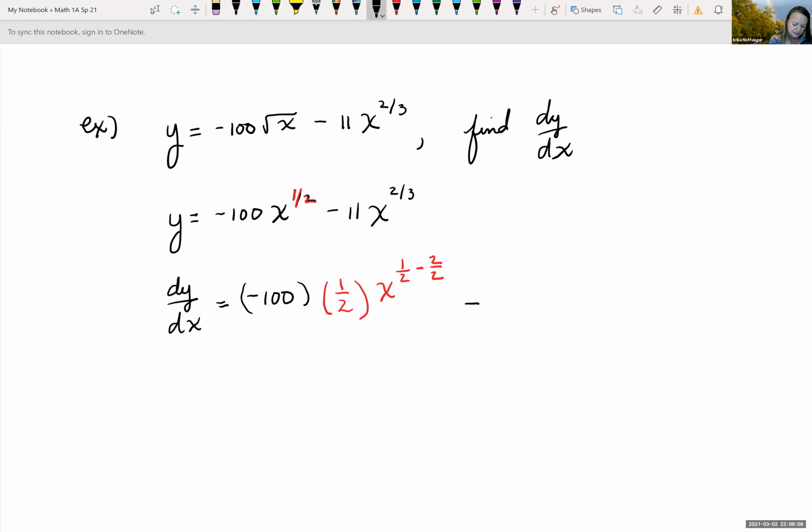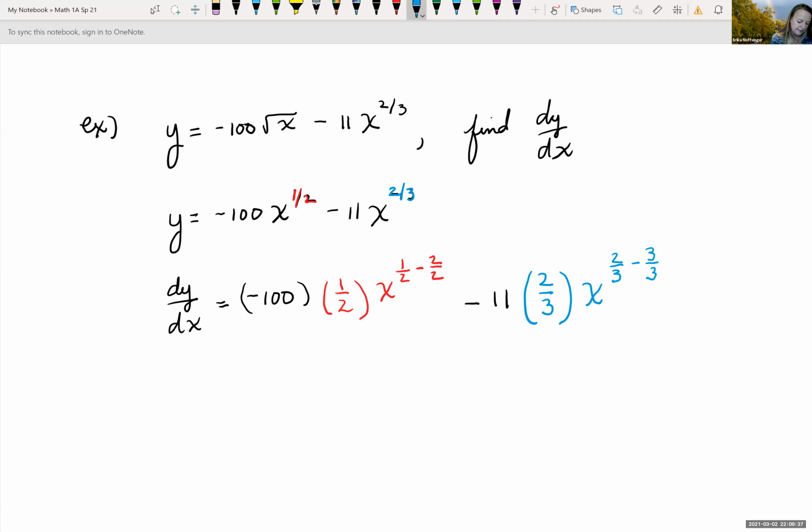Minus, so I have a coefficient in front. I'm going to leave it alone. 11 times the derivative of the other piece. And so we bring our power down front. So times 2/3 x. And now I'm going to subtract 1 from my exponent. So 2/3 minus 1, but in this case, to have a common denominator, I'm going to write that 1 as 3/3.